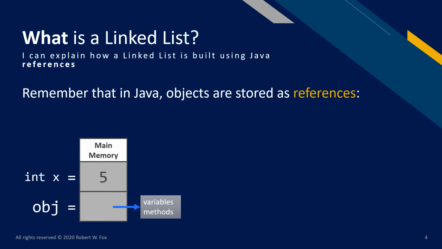However, that is not true for objects like strings or anything else that we might have. For objects, the main memory doesn't contain the variables and methods for that object, but rather it contains a reference referring to where the object is actually stored. Now, if that idea is unfamiliar to you, you should go and watch my lesson on Java references, which will explain it in much more detail.